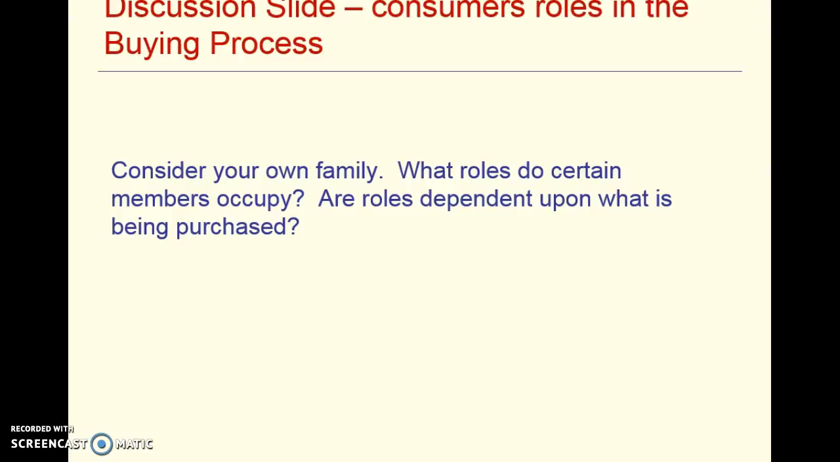Discussion slide. Consumers' roles in the buying process. Consider your own family. What roles do certain members occupy? Are roles dependent upon what is being purchased?